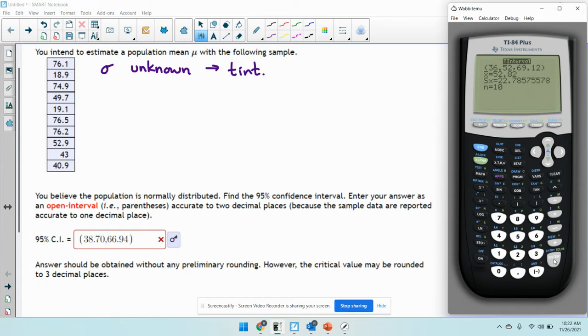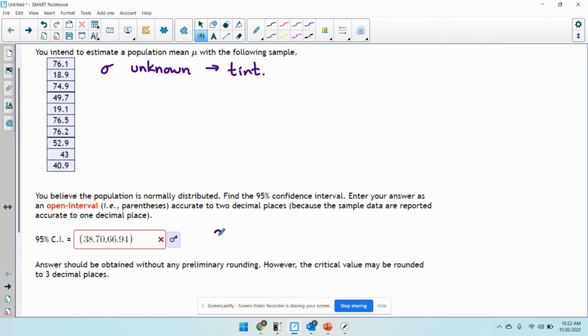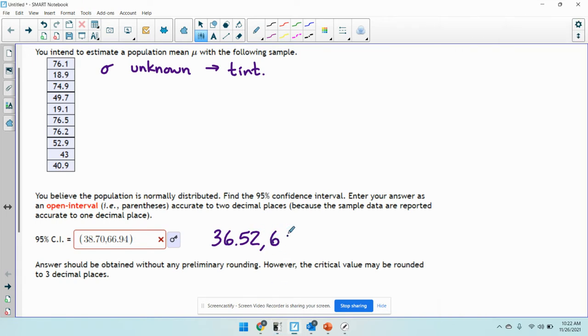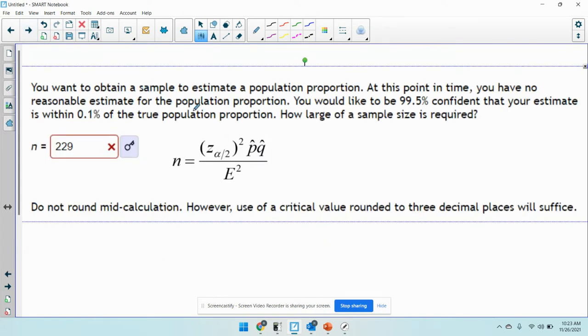And it says round to 2 decimal places. So this will be 36.52 to 69.12. And that's it. The next one talks about the sample size for a proportion.